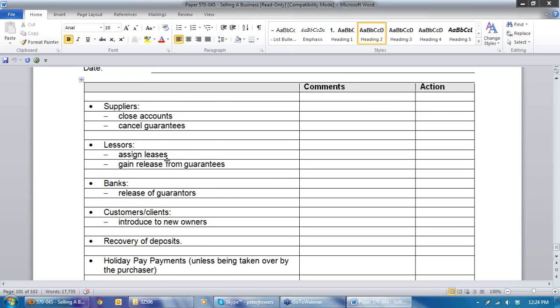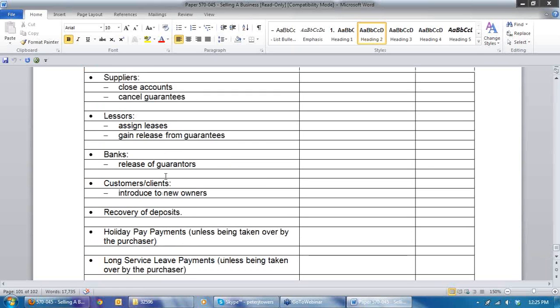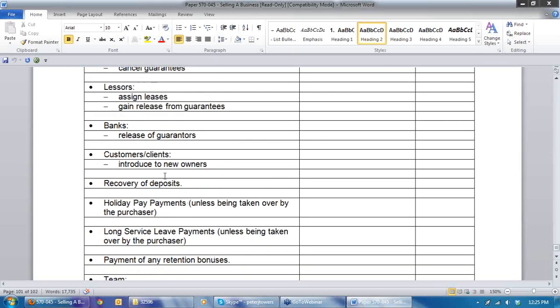What's going on with the lease? Is the lease being appropriately assigned, or is your client going to be annoyed to receive correspondence from the lessor's solicitors demanding that your client reinstate the premises to their original condition at the end of the lease because something went wrong with the purchaser and your client was not appropriately released by the lessor? Same thing goes for banks.